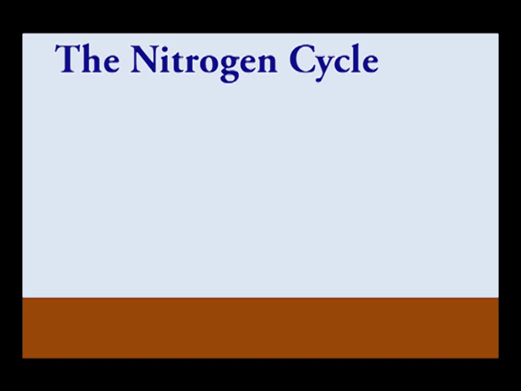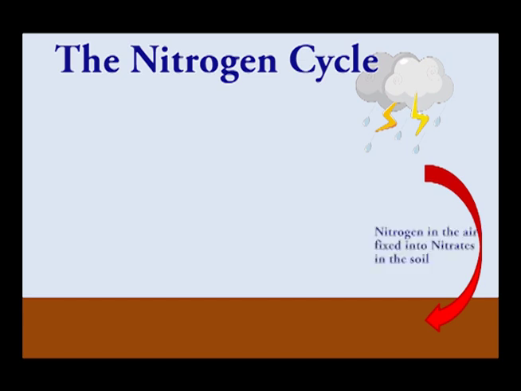So back to that 78% in the air. Luckily, it doesn't stay there. Nitrogen in the air can be fixed into nitrogen compounds that plants can take up in a few ways. When lightning strikes, the energy can split the nitrogen molecule up into atoms, which react with oxygen in the air, get washed into the soil and form nitrates.